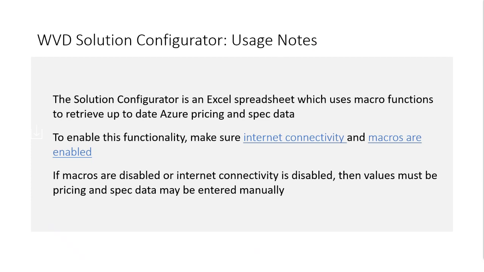So in this part, we're going to have a look at the WVD solution configurator spreadsheet. One of the key things we've got to remember is you need internet connectivity. The spreadsheet pulls Azure pricing and spec data directly from Azure, right? And you need the ability to run macros on your machine. If macros and internet connectivity are disabled, you won't be able to use the automated functions of the solution configurator, and you have to key in the data yourself.